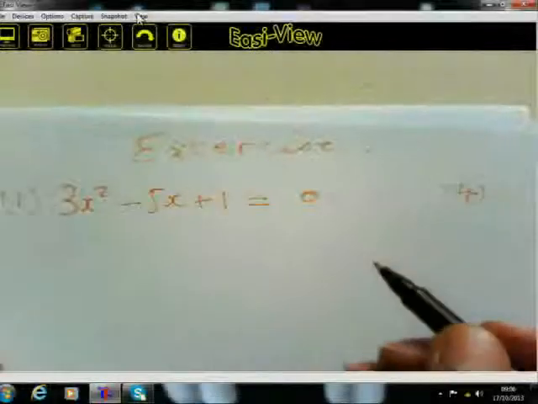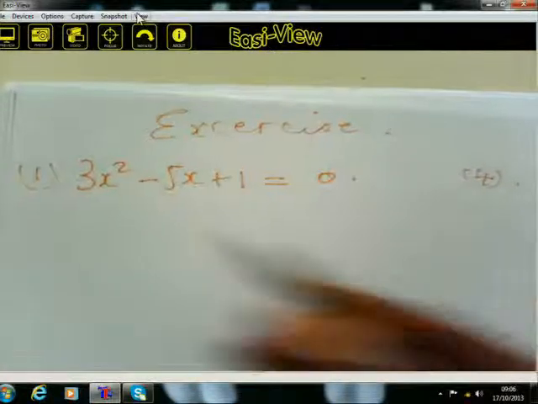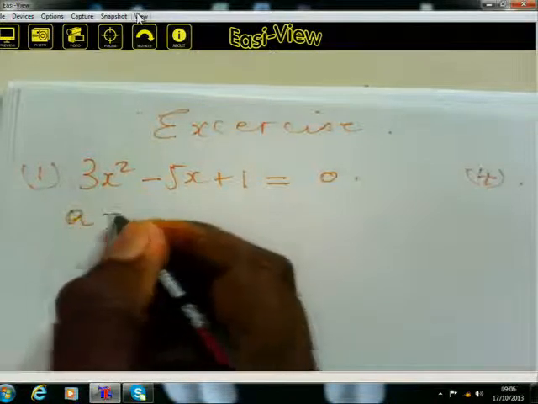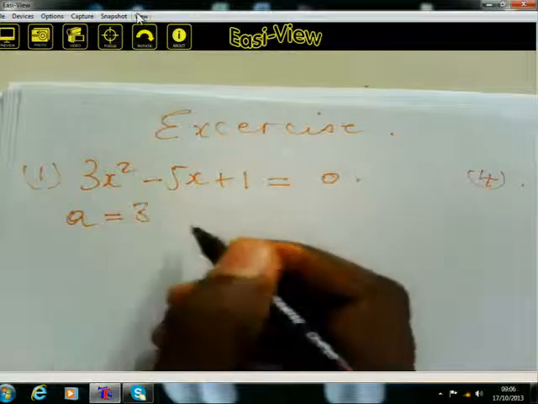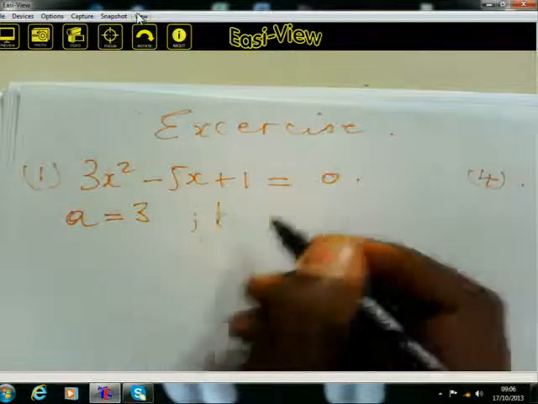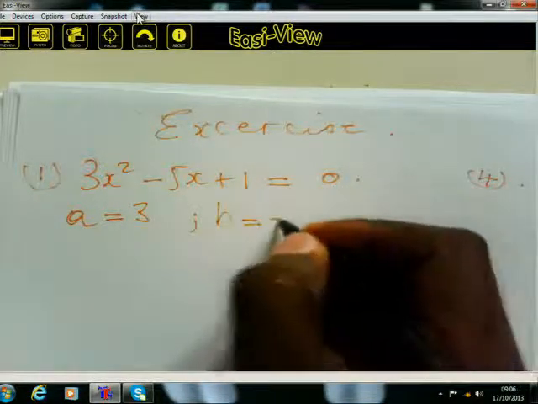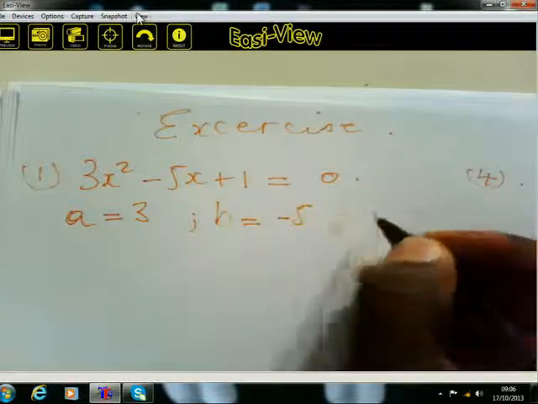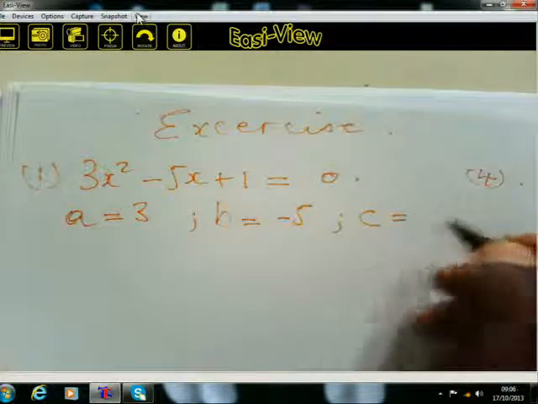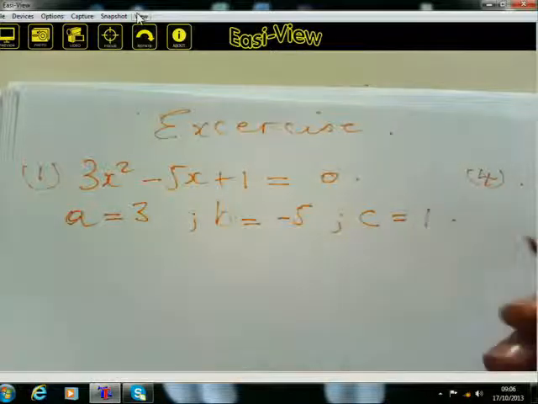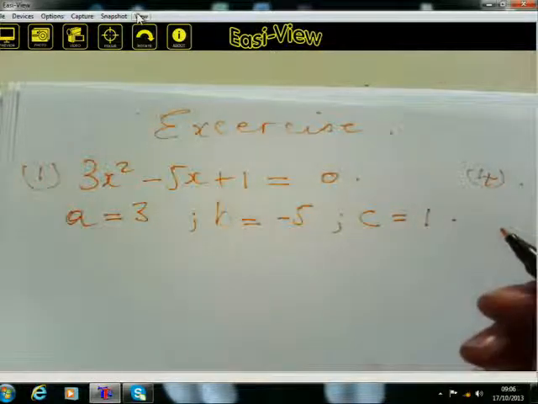Okay, folks, let's go on with the exercise that I said we should solve. Now, if we solve this exercise, what is important and what we should note here is that A is equal to 3, and then our B is equal to -5, our C is equal to 1, right?